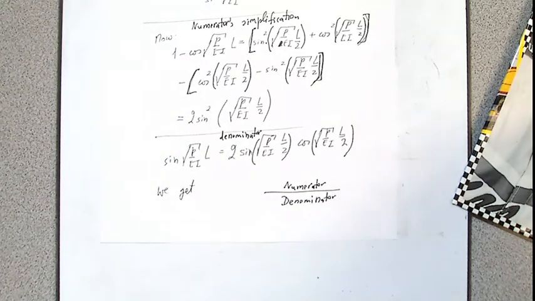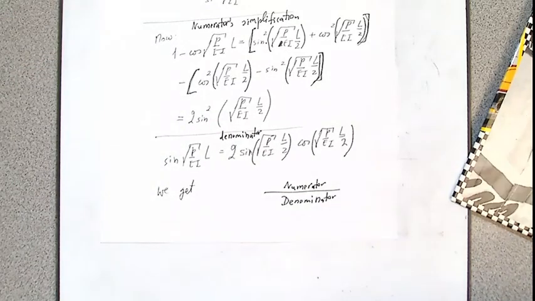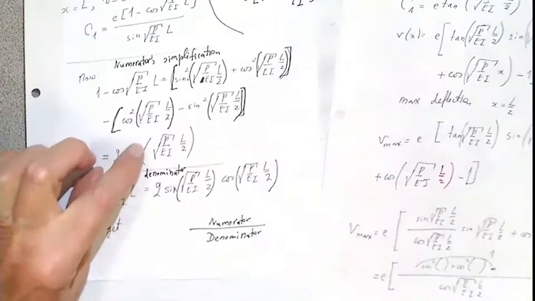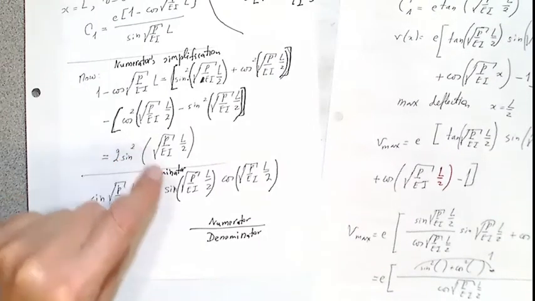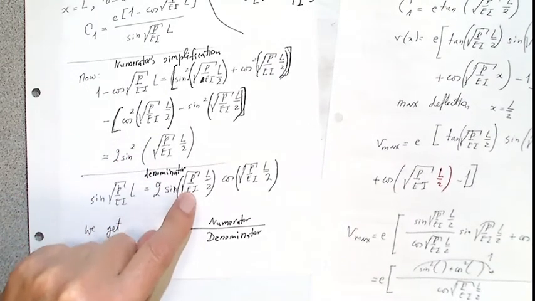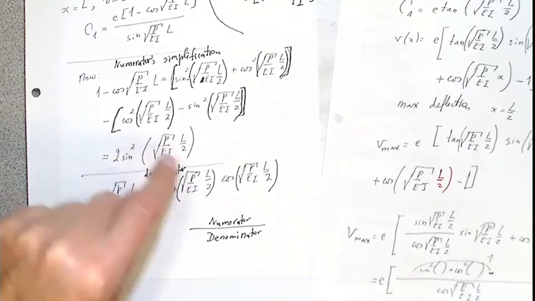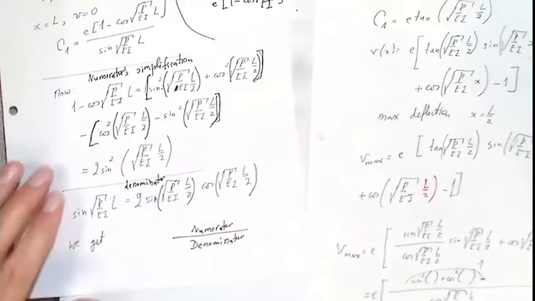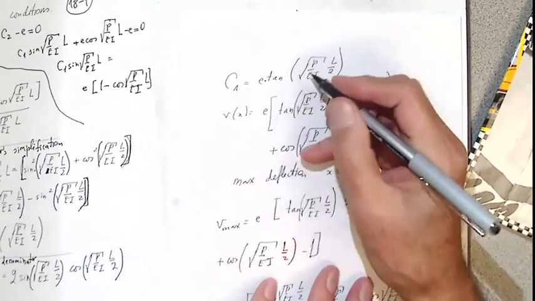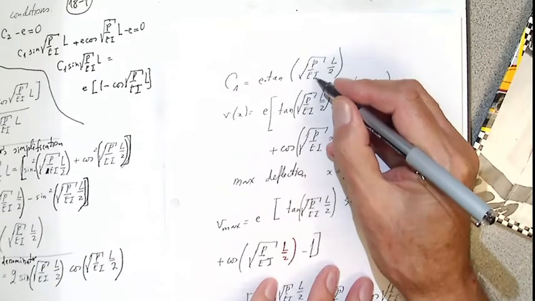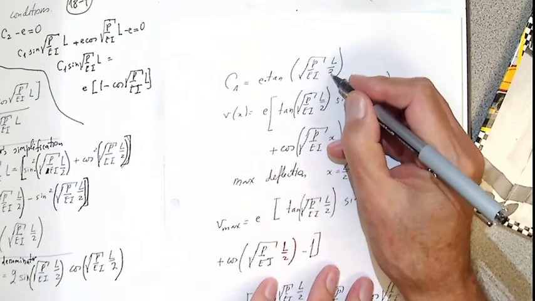Equals, the 2 and 2 are canceling each other. One sine and this sine cancel each other. So what is left is sine divided by cosine. And then there is, of course, e. So C1 equals e times tangent of square root of P over EI, L over 2.